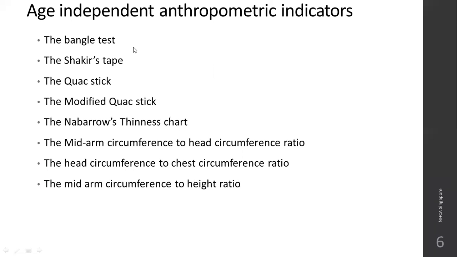Mid-arm circumference to height ratio. Again, calculate the mid-arm, divide it by the height. If you get an answer less than 0.29, it indicates severe malnutrition. If you're getting an answer somewhere between 0.32 to 0.33, it indicates normal nutrition.